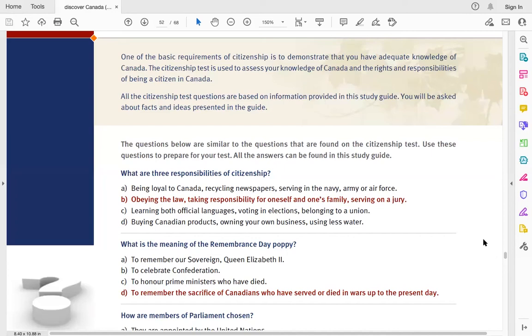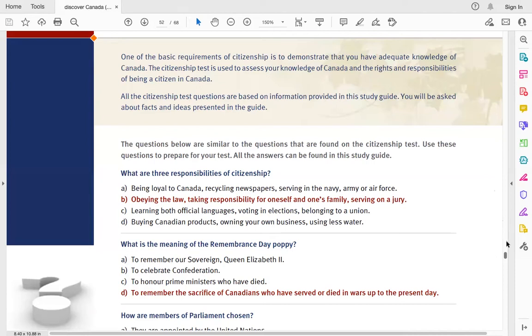Questions are based on information provided in this study guide. You will be asked about facts and ideas presented in the guide. The following questions are similar to the questions that are found on the citizenship test. Use these questions to prepare for your test. All the answers can be found in this study guide.